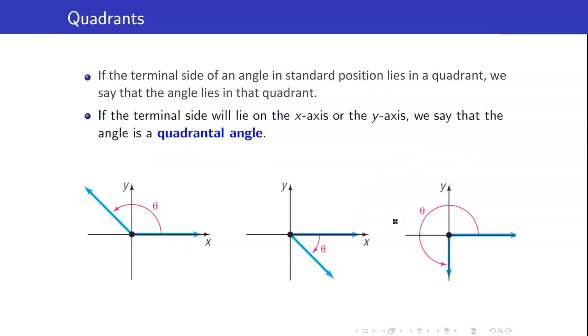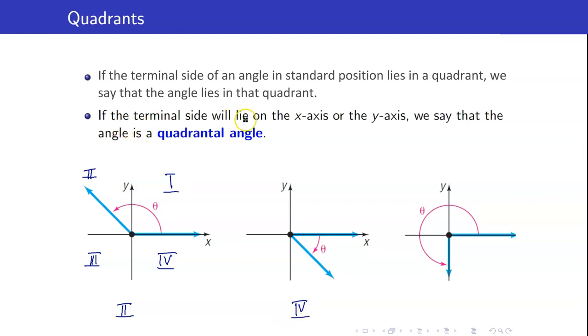If the terminal side of an angle in standard position lies in a quadrant, we say that the angle lies in that quadrant. So for example, this angle here lies in quadrant 2 because the terminal side lies here. Let us recall this is quadrant 1, 2, 3, and 4. So this angle lies in quadrant 2. Here, this angle lies in quadrant 4.